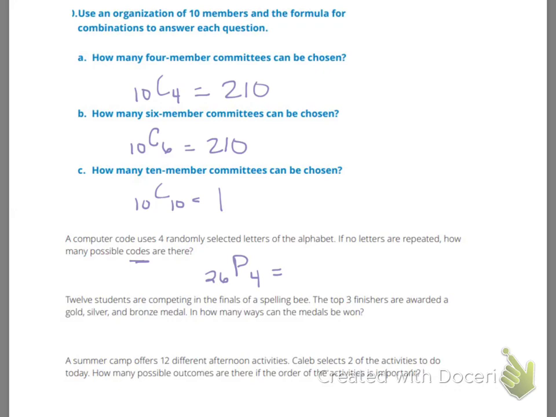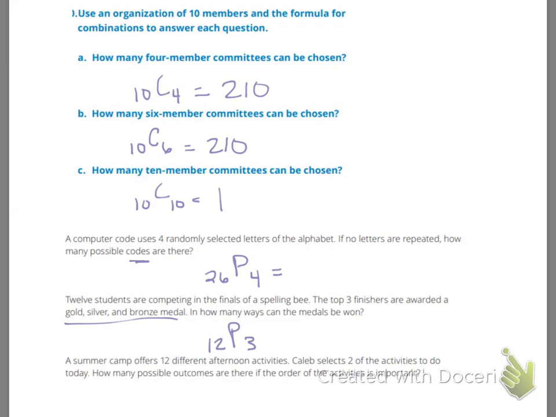Okay, so my next one, 12 students are competing in the finals of a spelling bee. The top 3 finishers are awarded a gold, silver, and bronze medal. How many ways can the medals be won? So I just assigned something, so the order is going to matter. Okay, so there are a total of 12, and I am assigning 3.